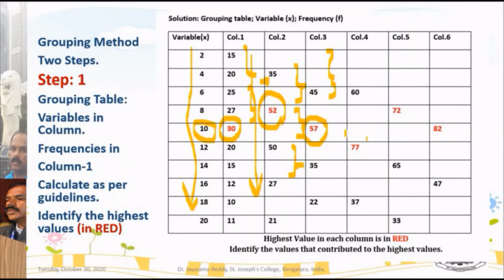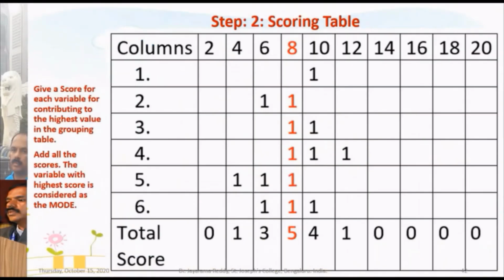I have circled the highest values. The high values in each column are shown here in red color. These red colors are later used in the next step, the scoring table. So we have 6 columns here, and we have the variables in the rows, 2, 4, 6, 8 up to 20. And we have to do the scoring.